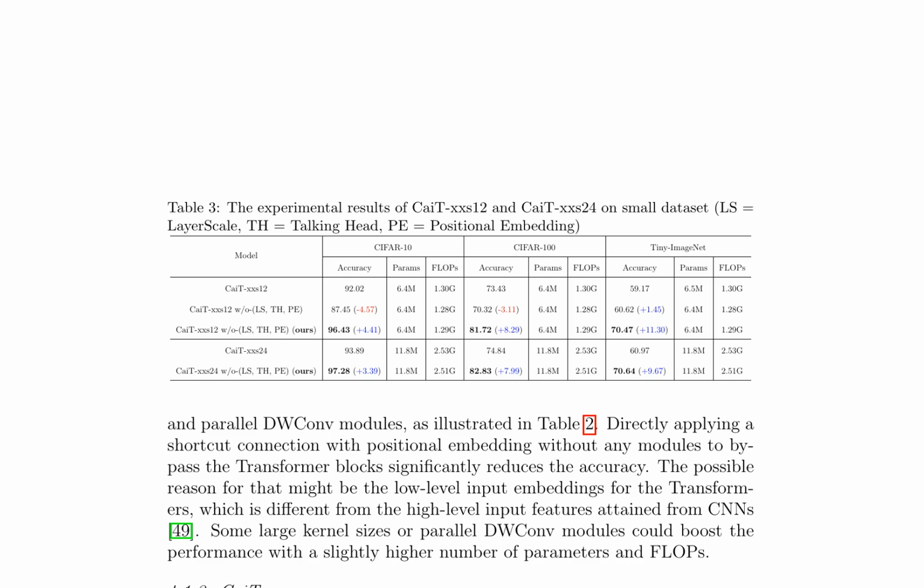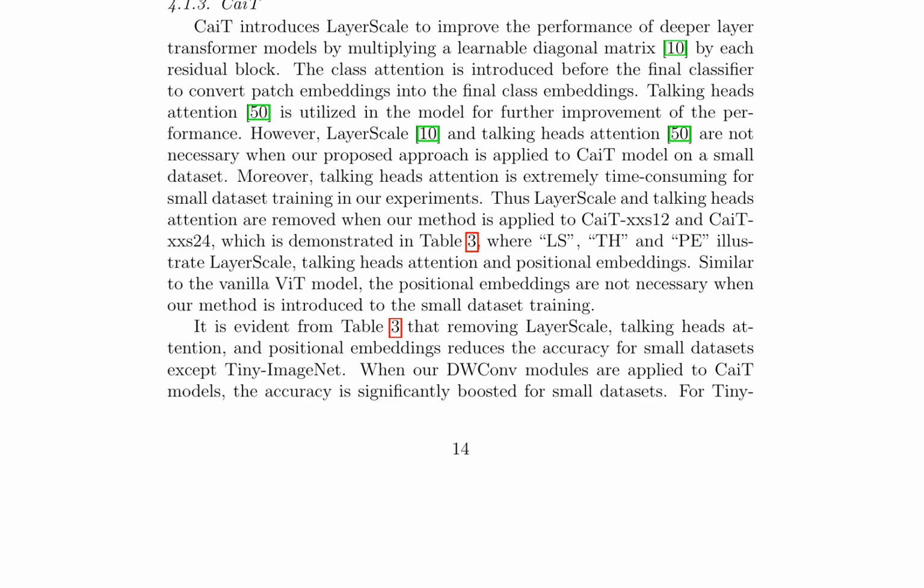The results show that removing layer scale, talking heads attention, and PE reduces the accuracy for small datasets. However, when the proposed DW-Conv modules are applied to CaiT models, the accuracy is significantly boosted. For example, CaiT-XXS12 with the proposed approach achieves an accuracy of 96.43% on CIFAR10, outperforming the vanilla CaiT-XXS12 model. The results suggest that the proposed approach can improve the performance of ViT and CaiT models on small datasets, even without PE or other components such as layer scale and talking heads attention.